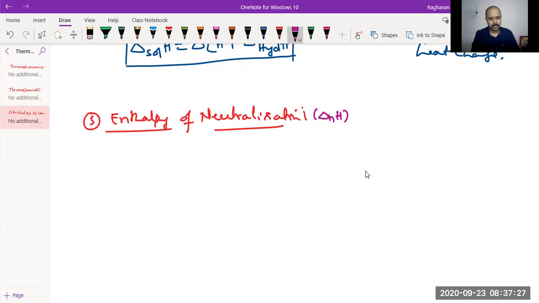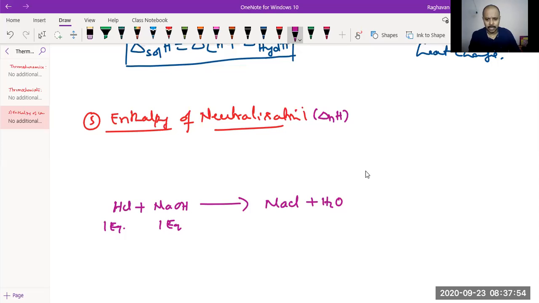So for example, when you take HCl and add it to sodium hydroxide, it becomes NaCl and water. You should not take 1 mole. Instead, you should take 1 equivalent mass. When 1 equivalent mass of an acid is completely neutralized by 1 equivalent mass of a base, then the enthalpy change here is called enthalpy of neutralization. And of course, how much is it found to be? Anybody remembers? How much is the enthalpy of neutralization of HCl by NaOH?